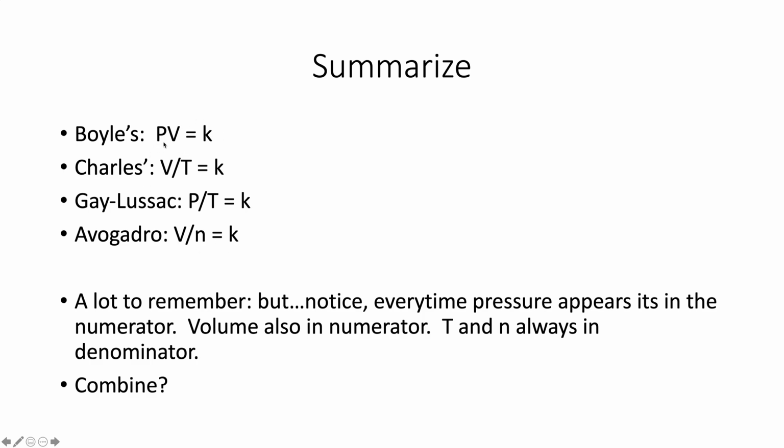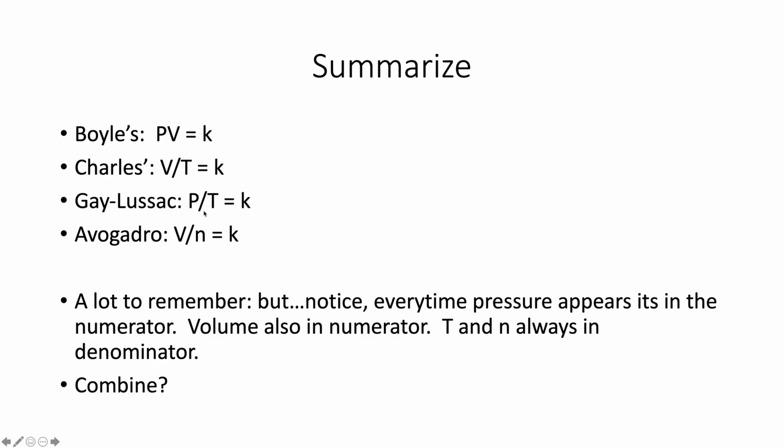Boyle's law: pressure times volume is a constant. Charles' law: volume over temperature is a constant. Gay-Lussac: pressure over temperature is a constant. Avogadro's law is good if the number of moles and the temperature are constant. Charles' law, if the pressure and the number of moles are constant. So how do I remember which one?